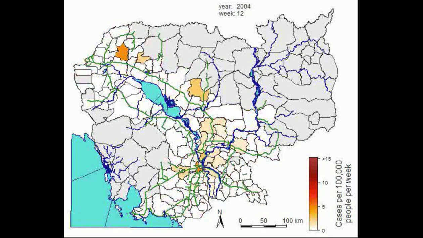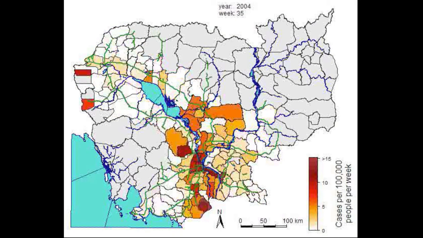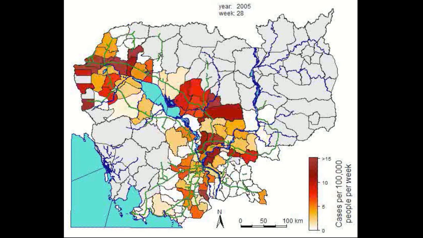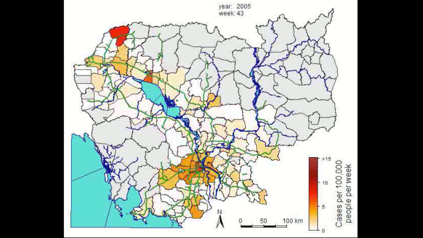So now let's just take a look at the way disease can travel through a population. This explains how human movement influences the heterogeneous propagation of dengue fever in Cambodia. And you can see how the incidence rates, the cases per 100,000 people per week, change and plot themselves across time.